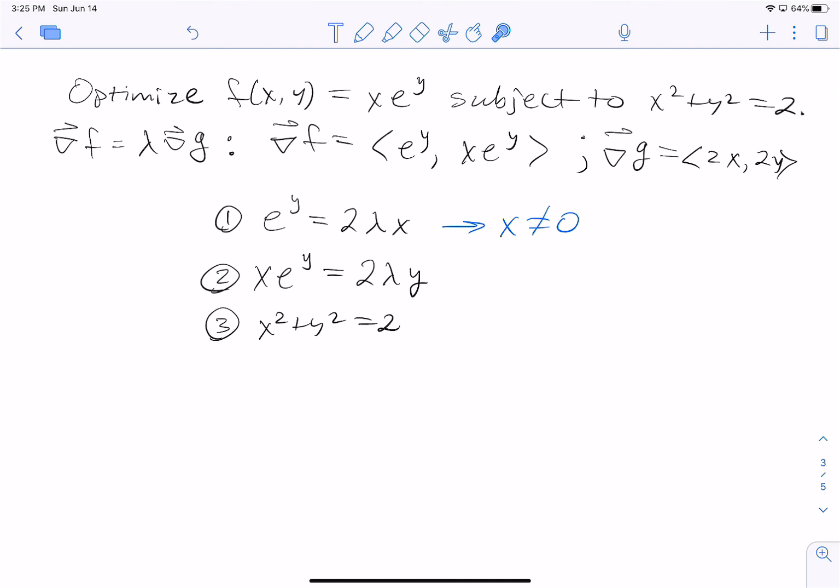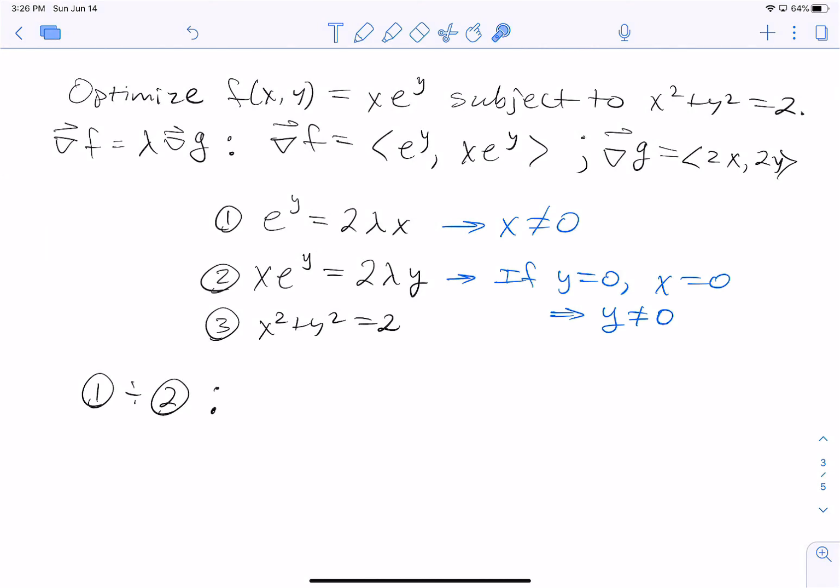If y, a factor on the right-hand side, is equal to 0, then that means that either x or e to the y is equal to 0. We know e to the y won't be 0, so we can conclude that if y is equal to 0, then x is equal to 0. But we've already seen that x cannot be 0. Therefore, we conclude that y cannot be 0. Since x and y can't be 0, we can divide equation 1 by equation 2.